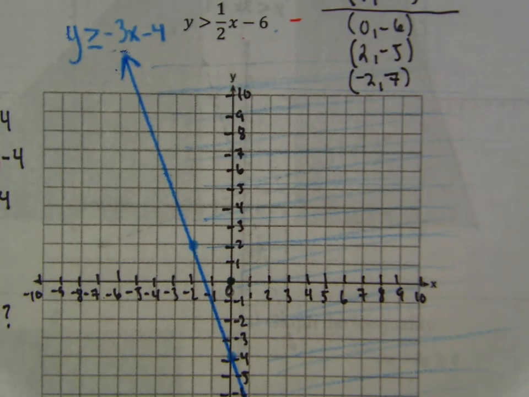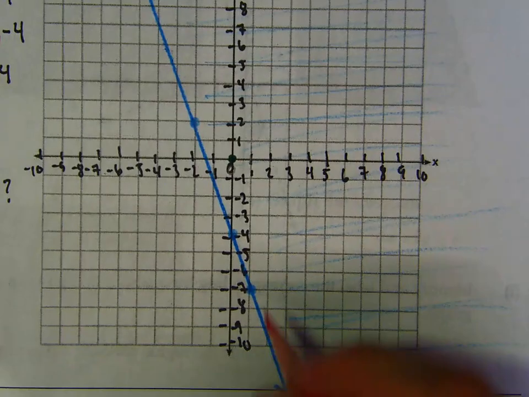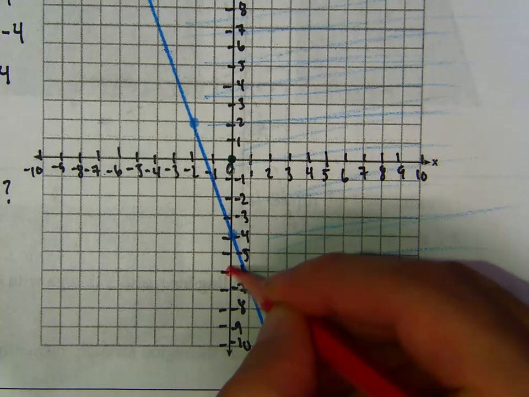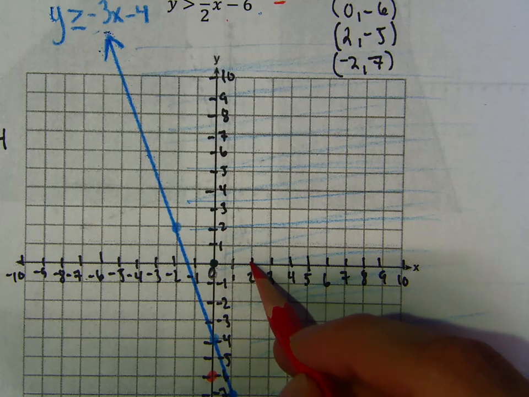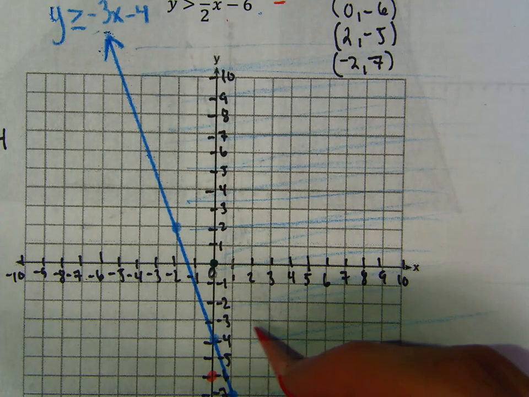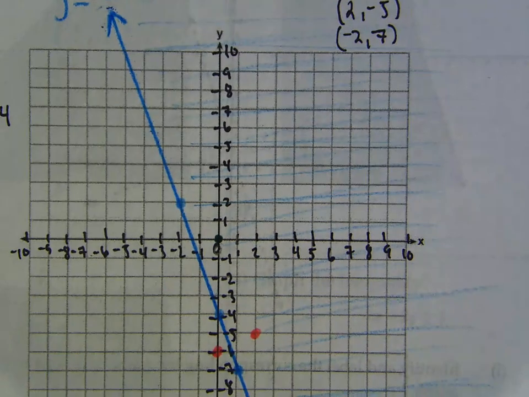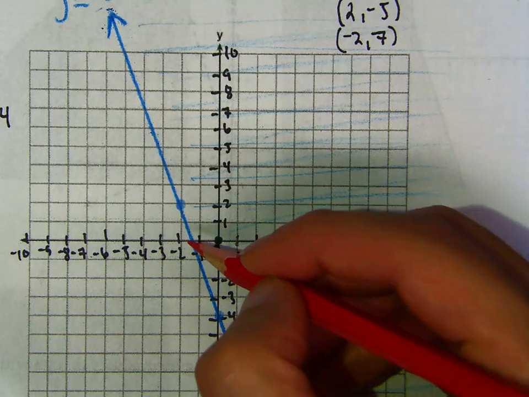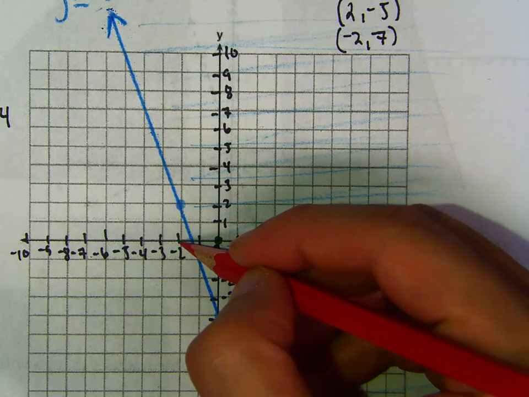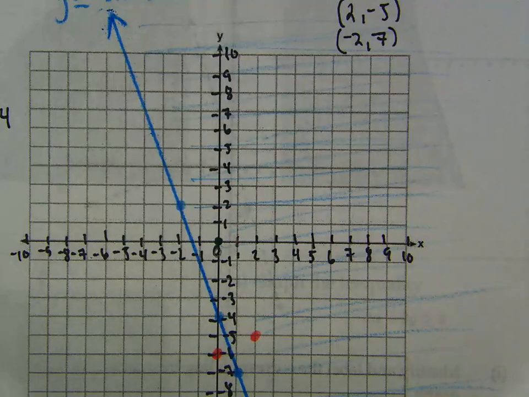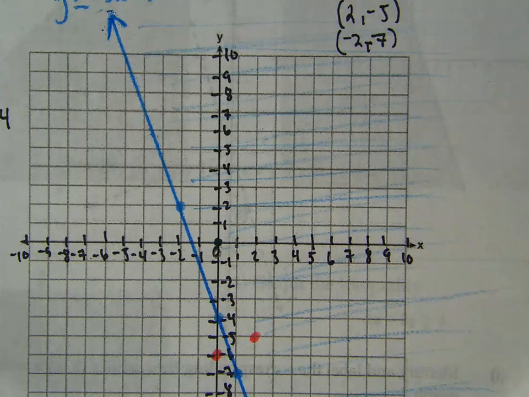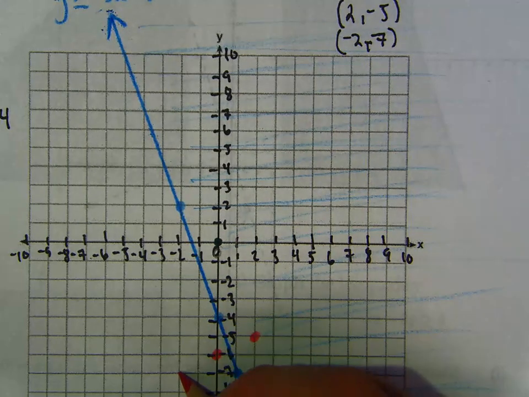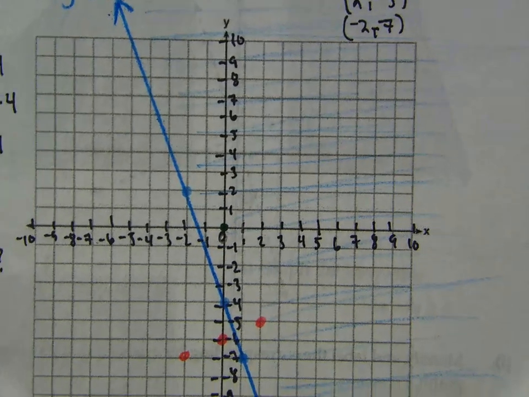So if I have the first one, which is 0, negative 6, 0, negative 6 is somewhere here. Okay. Then where's the other one? 2, negative 5, which is here. And then I have negative 2, 7. So what's negative 2, 7? Wait. Negative 2, 7. Wait, that's wrong. It was negative 2, negative 7. My bad. Negative 2, negative 7. That would be over here. Right. So then those are my 3 points.